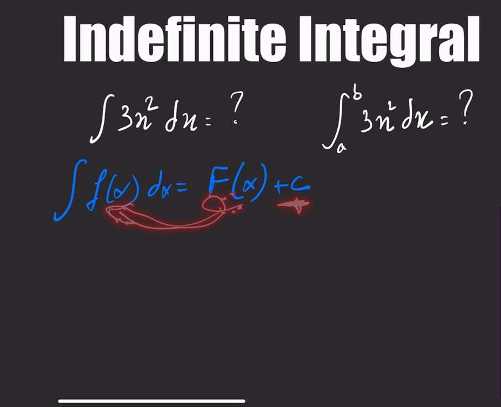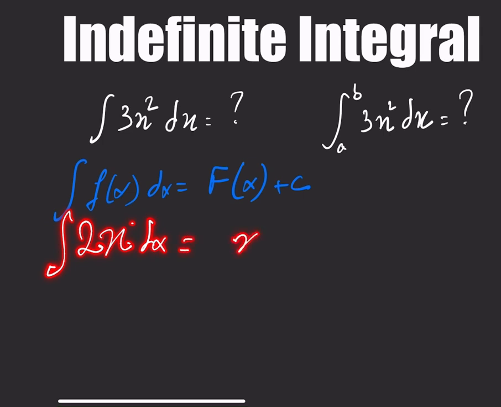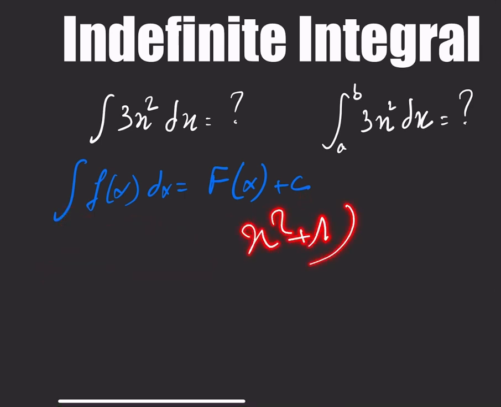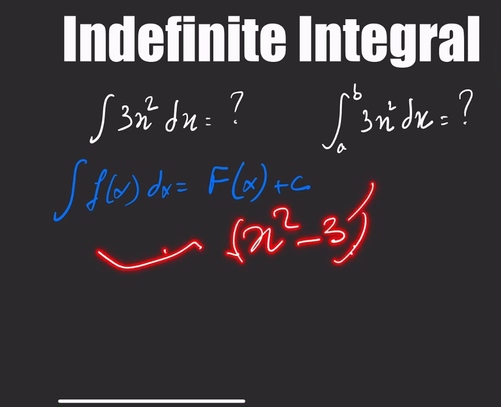For instance, if I have this function and I want to find its integral, it will be x squared. However, x squared is not the only one that gives 2x when you take its derivative. Also x squared plus 1, if you take its derivative, gives you 2x. Same thing for x squared minus 3 or minus anything; its derivative gives you the function 2x.